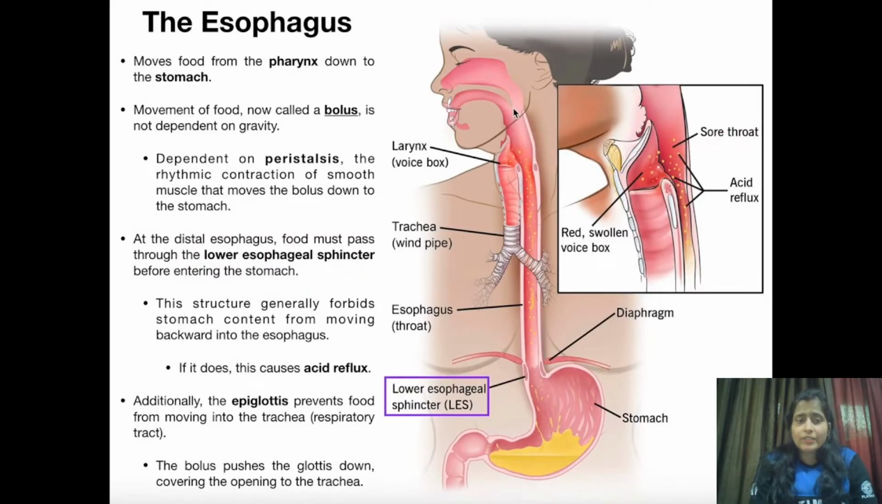Then we have esophagus. Esophagus, you can see from the mouth, a long tube connects to the stomach. This particular tube is called as esophagus. So it moves the food from the mouth towards the stomach. In the mouth itself, the food particle is digested and it changes into a structure called bolus. Bolus is a small structure which consists of saliva and food particles.